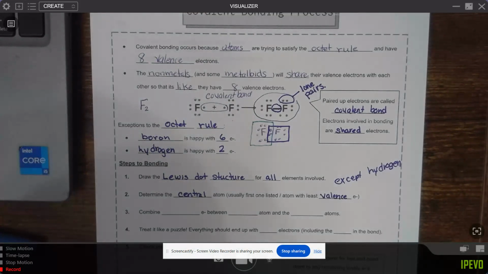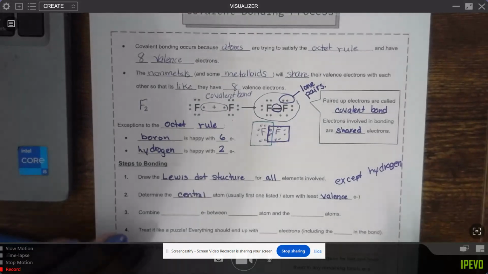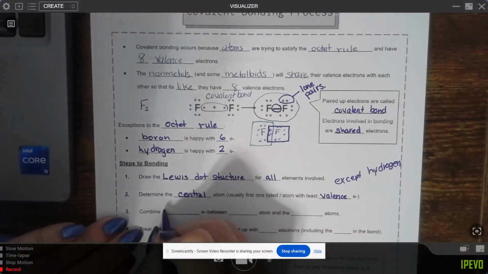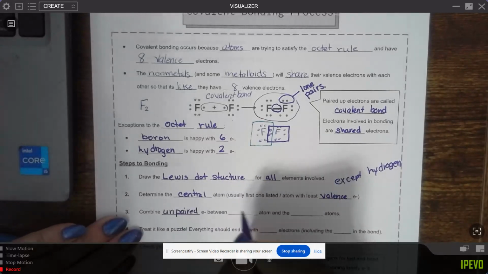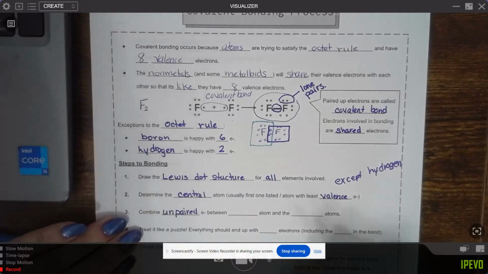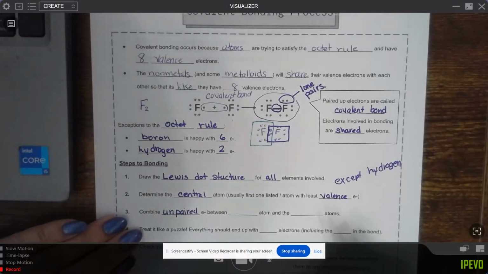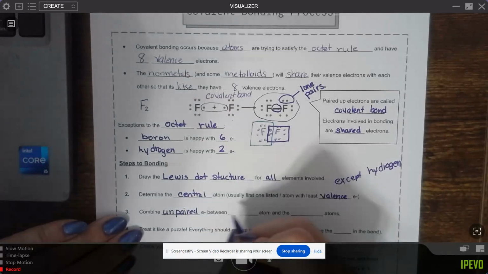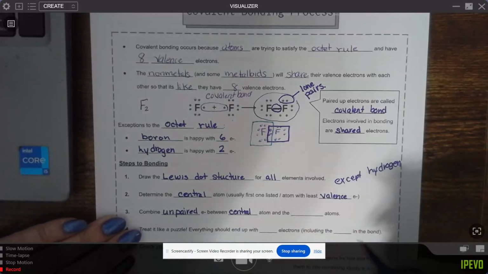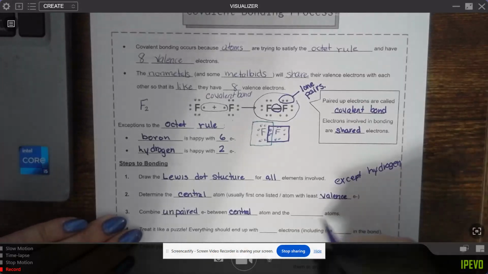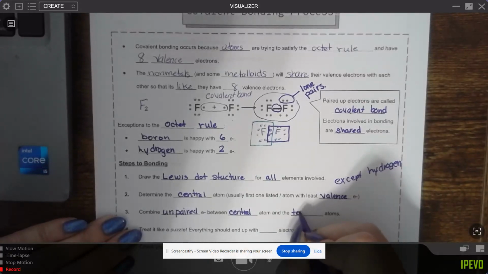All right, so then what we're going to do is combine any unpaired electrons, so any solo electrons, and we're going to share those between the central atom and the terminal atoms. Whoops, my puppies are barking. Sorry about that.